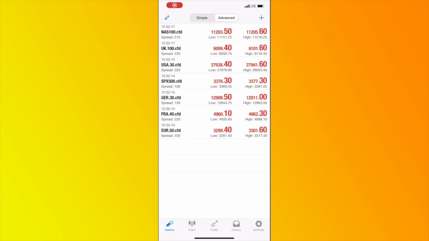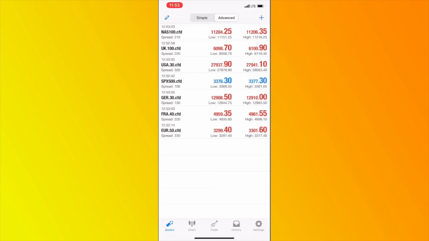On this session, I'm going to be analyzing these indices for you. We have the first one, which is called the NAS 100, the most famous one. The second one is the UK 100. The third one is the USA 30. The fourth one is the SPX 500, the German 30, the France 40, as well as the Euro 50. So those are the indices that I'm going to be doing for you today. It's all seven indices. I'm going to be analyzing them for you, showing you how to analyze these indices, and also showing you the skills that I use when analyzing these indices for you.